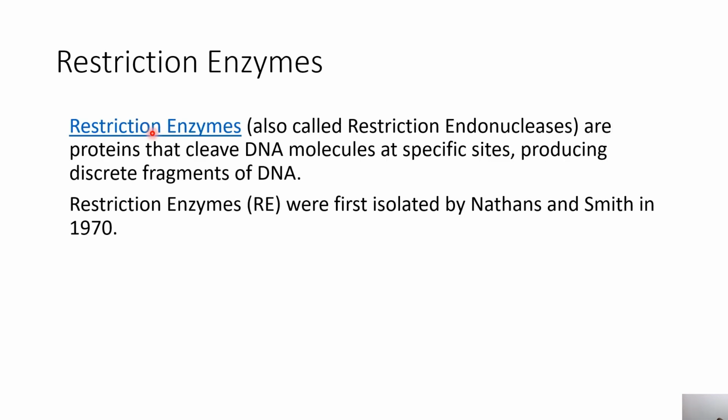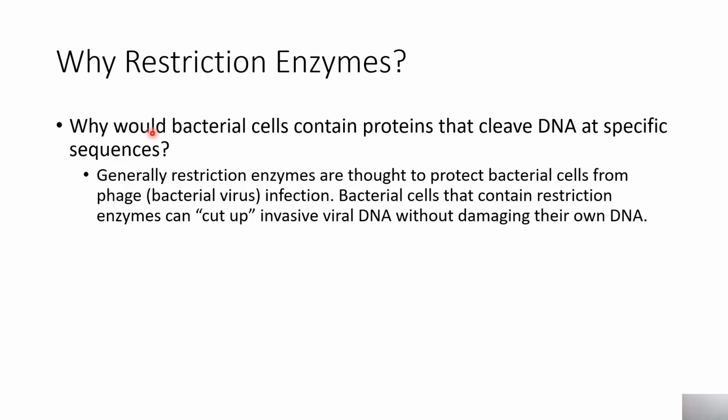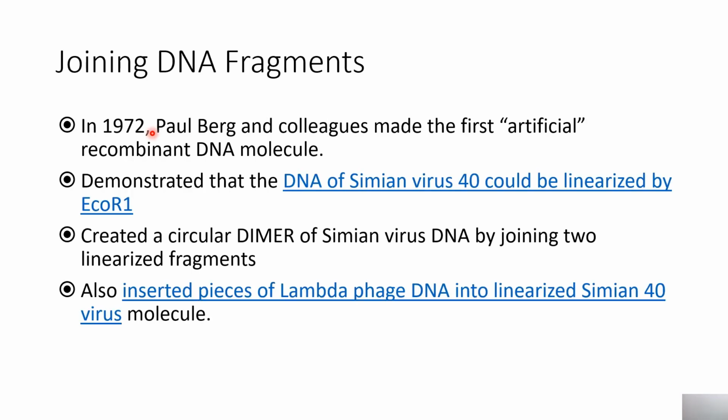Now, restriction enzymes are proteins that cleave DNA molecules at specific sites, producing discrete fragments of DNA. Why would bacterial cells contain proteins that cleave DNA at specific sequences? Generally, restriction enzymes are thought to protect bacterial cells from phage or bacterial virus infection. So, bacterial cells that contain restriction enzymes can cut up invasive viral DNA without damaging their host DNA.